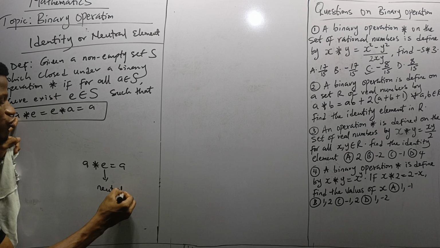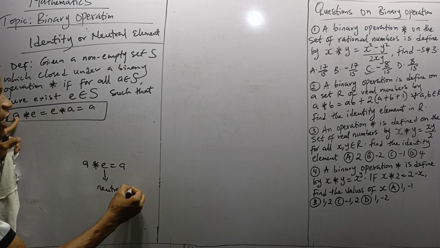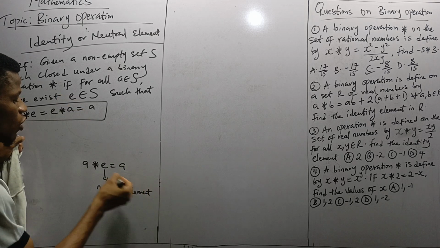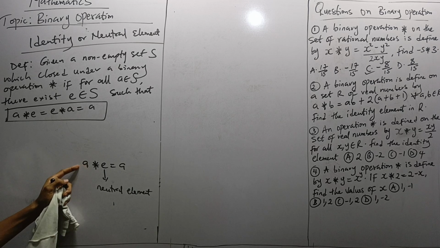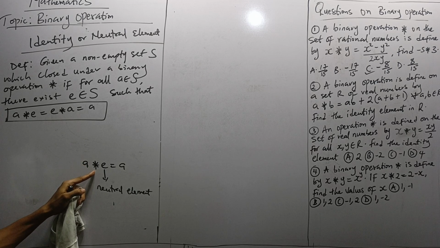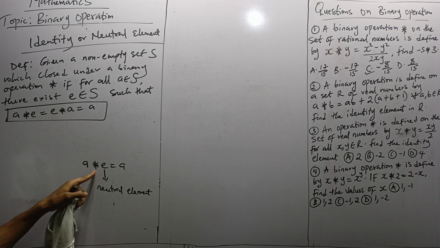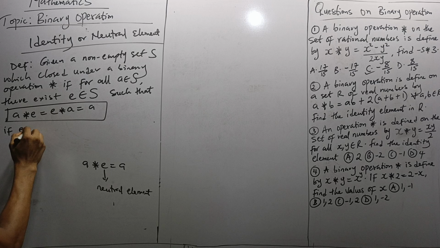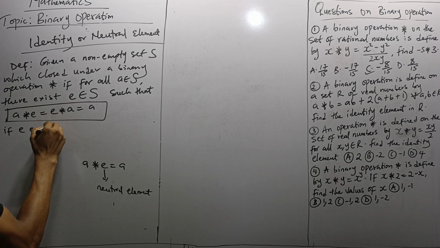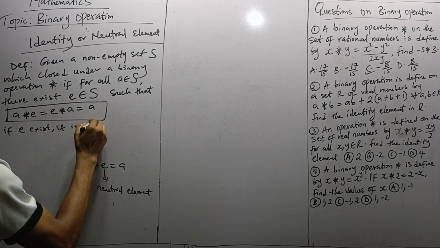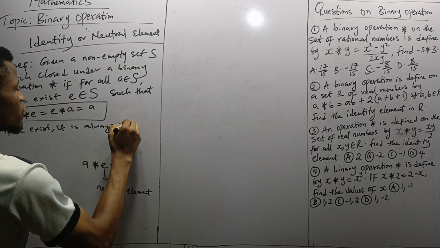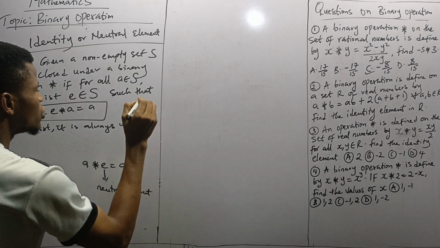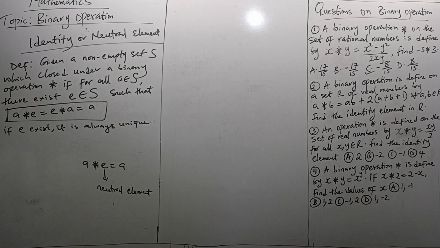All right. So meaning that E is a neutral element, that it has no effect. E is what? Neutral, or what? Identity element. It has no effect on any other element under a certain what? Operation. All right, that's what makes it neutral. Okay, so if E exists, it is always unique. If E exists, it is always unique whenever it exists.